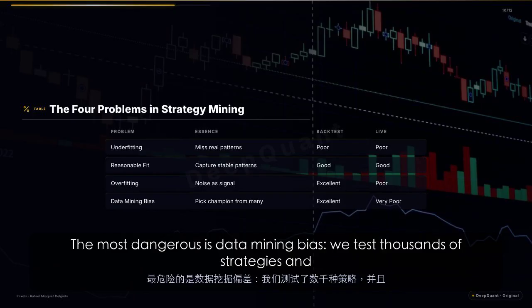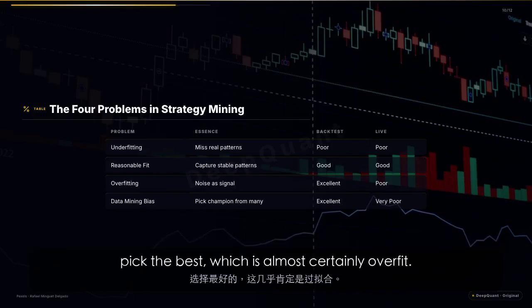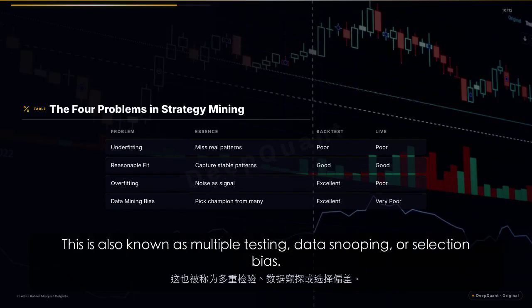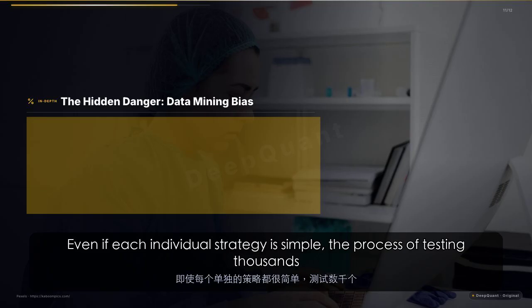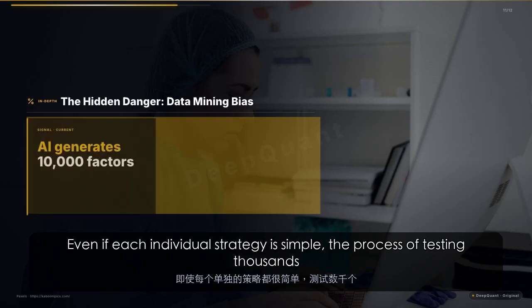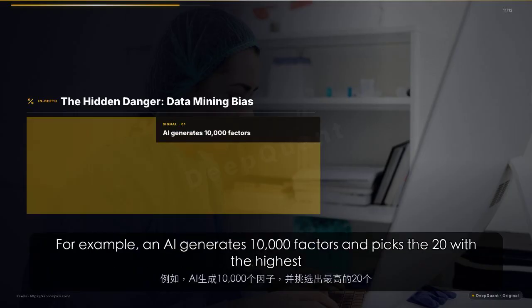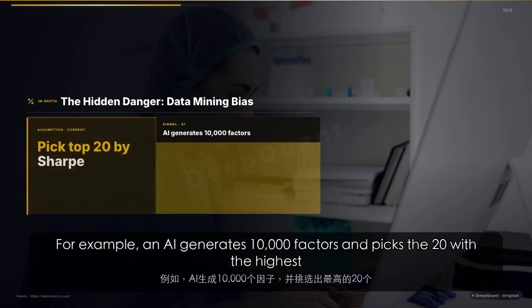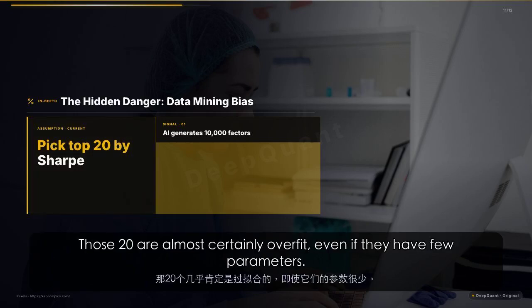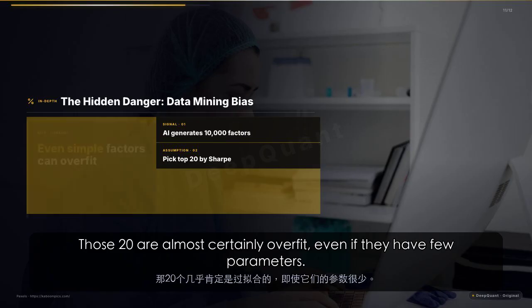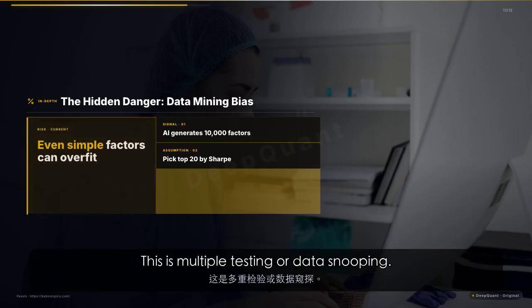We test thousands of strategies and pick the best, which is almost certainly overfit. This is also known as multiple testing, data snooping, or selection bias. Even if each individual strategy is simple, the process of testing thousands and selecting the best introduces a severe bias. For example, an AI generates 10,000 factors and picks the 20 with the highest Sharpe. Those 20 are almost certainly overfit, even if they have few parameters. This is multiple testing or data snooping.